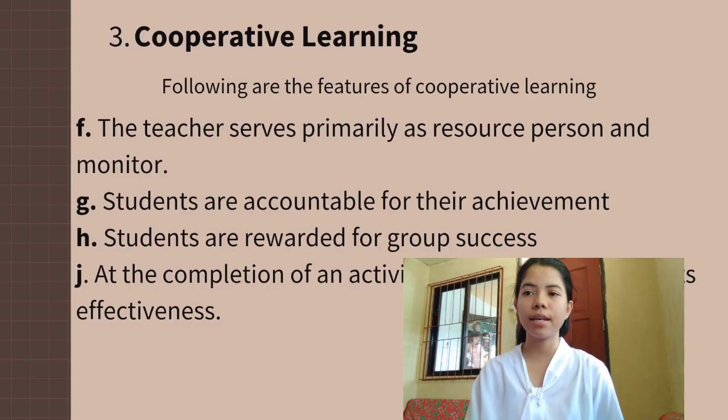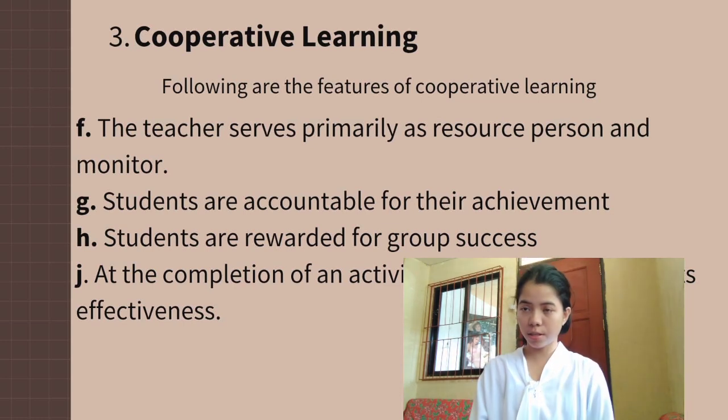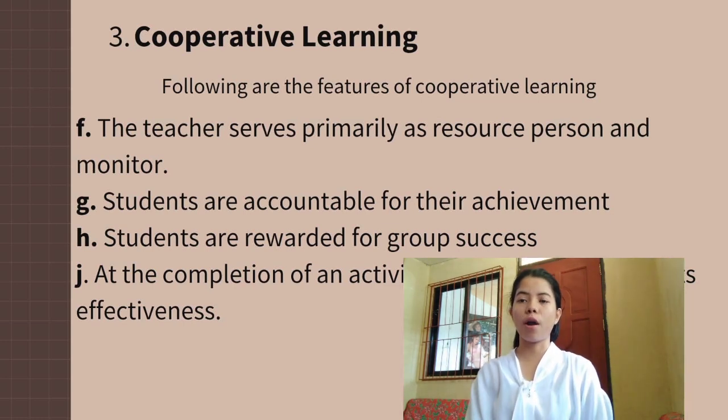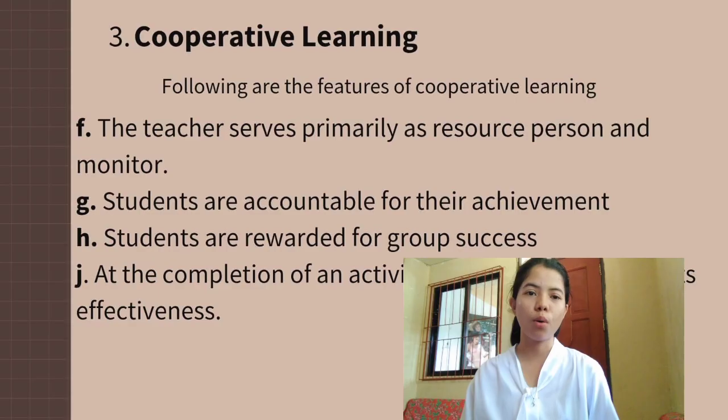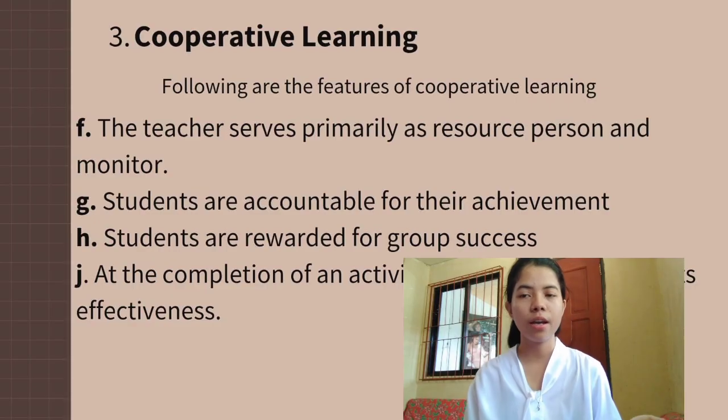Next, the students are accountable for their achievement. So, students behave in a cooperative learning environment so that they are also accountable for what they achieve. Next, students are rewarded for group success. Whatever the result of their group, and how they handle each other, they are also rewarded for their group success.